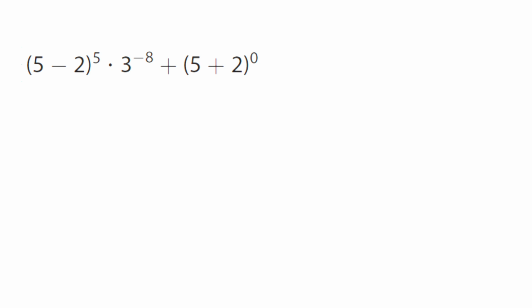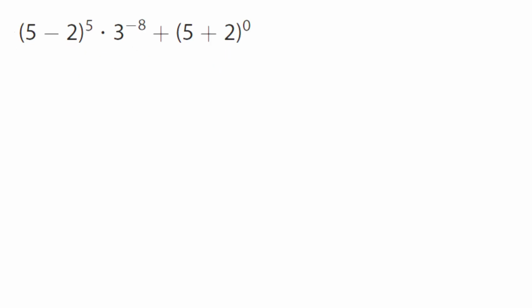Okay, so we have here the quantity 5 minus 2 raised to 5, times 3 raised to negative 8, plus the quantity 5 plus 2 raised to 0. I guess we can start right away with 5 minus 2 and then the 5 plus 2, because again we will follow our PEMDAS.